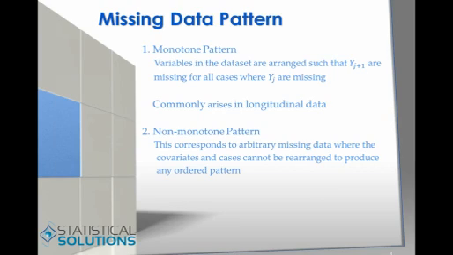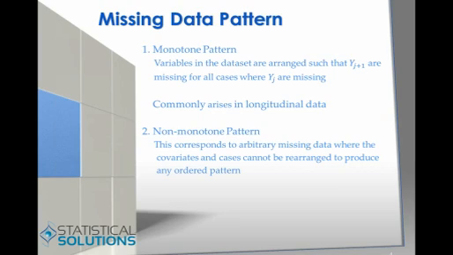As I mentioned before, this is commonly found in longitudinal data as well, where again a case or patient, for example, has showed up at one time period and hasn't shown up for the remaining time periods, and therefore has subsequent missing data. A non-monotone pattern is the opposite, where this corresponds to arbitrary missing data where covariates and cases cannot be rearranged to produce any sort of pattern. And this is important when you're looking at the order in which you need to impute data.